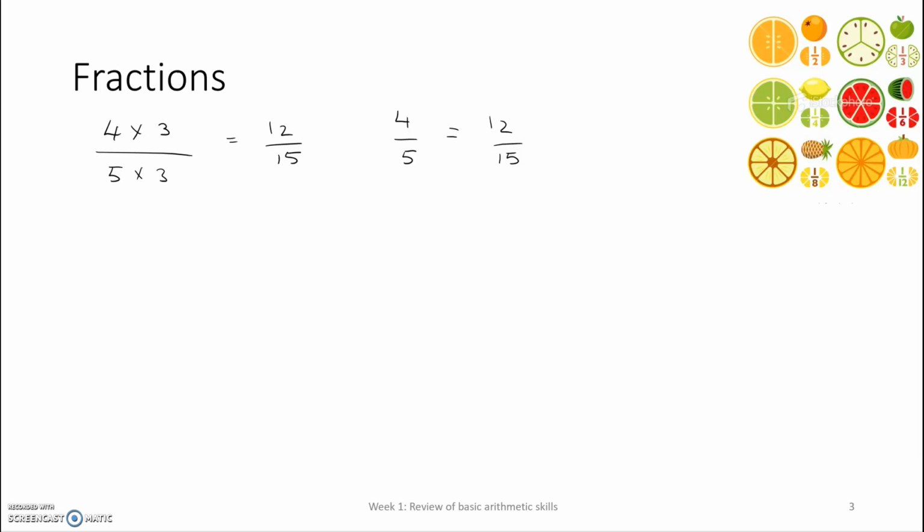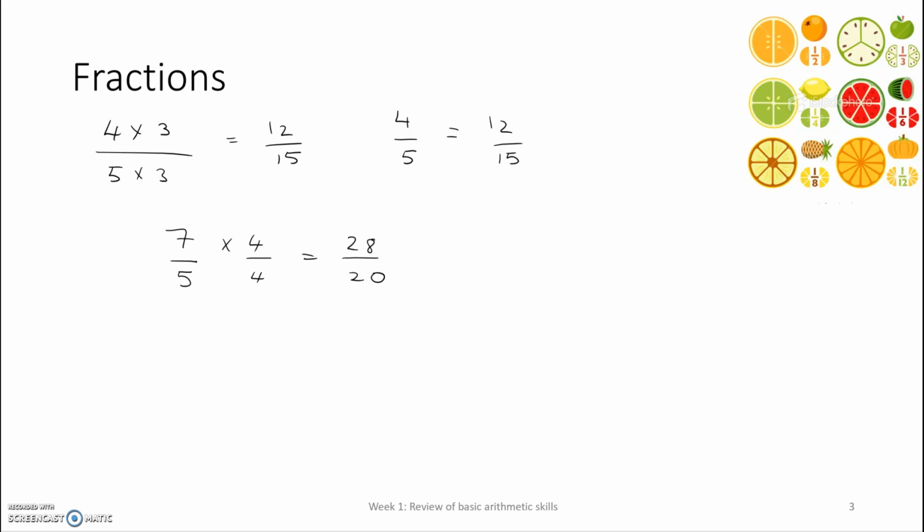A second fraction is equivalent to the first if you can find it by multiplying the numerator and the denominator of the first by the same number. So if we have, say, 7 over 5, and we want to find an equivalent fraction, we could multiply it by 4 over 4, because that's just 1. And then we have 28 over 20.